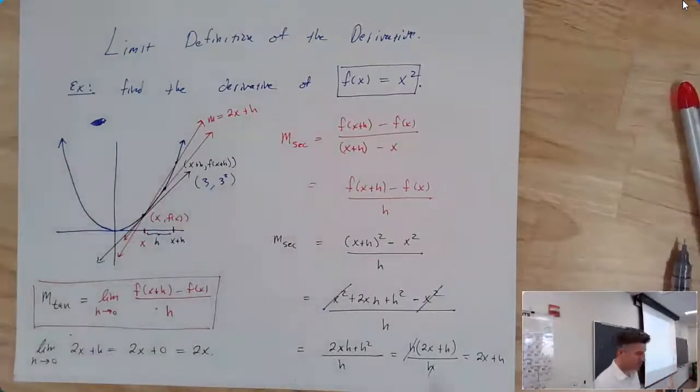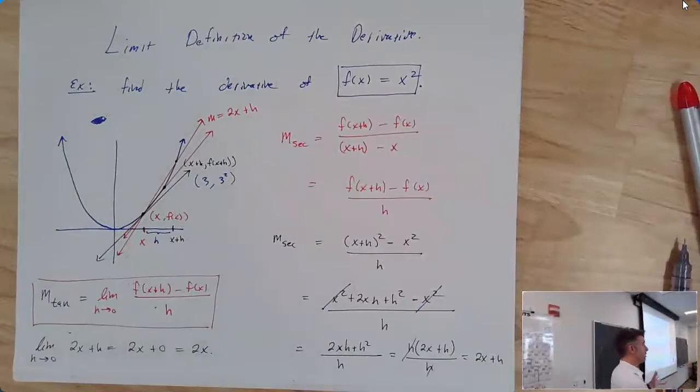So the 2x plus h is the slope of the secant line. And then to find the slope of the tangent line, we take the limit as h goes to 0, to get the slope of the tangent line, which is just 2x. So the h kind of becomes inconsequential.